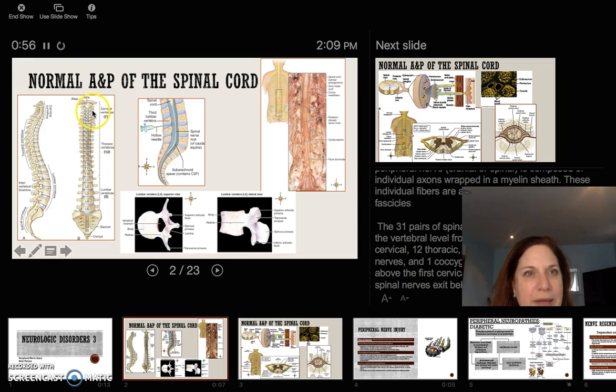So the first 7 are called the cervical vertebrae. The next 12 are the thoracic vertebrae. The next 5 are the lumbar vertebrae. And the last 5 are the sacral vertebrae. And the cervical nerves, the thoracic nerves, the lumbar nerves, and the sacral nerves all exit from where those vertebrae lie.